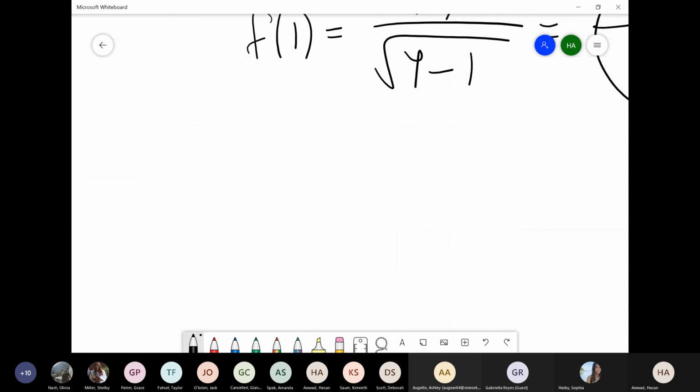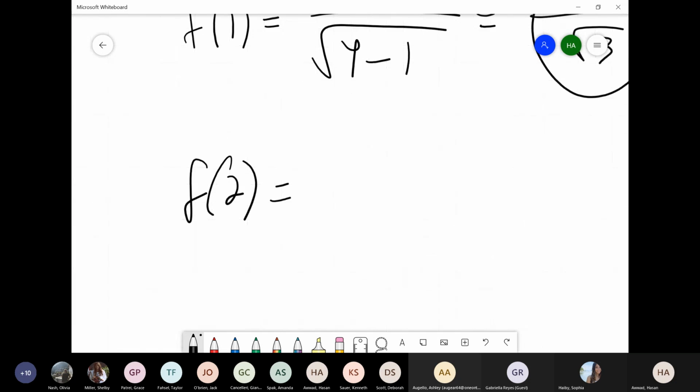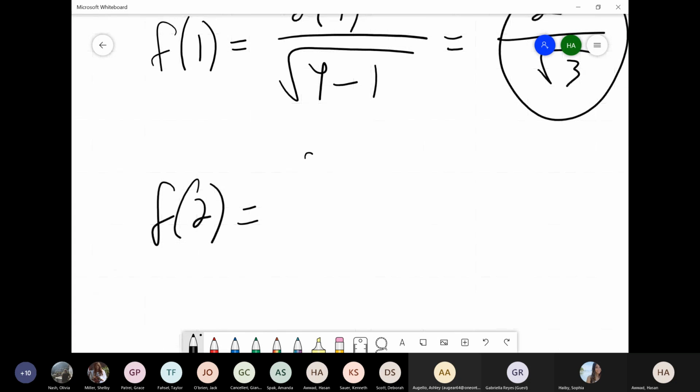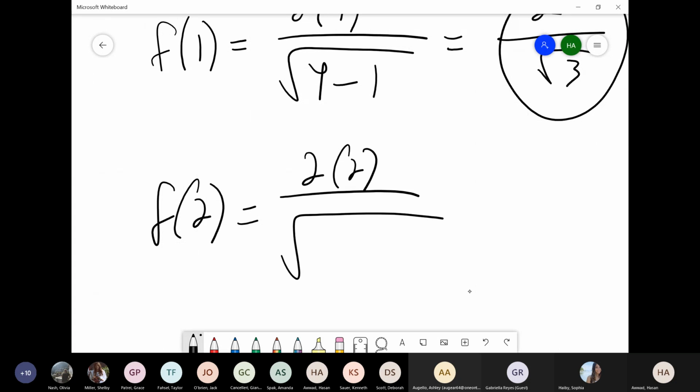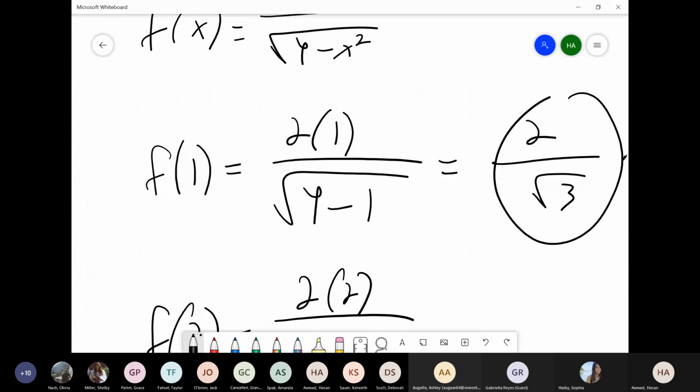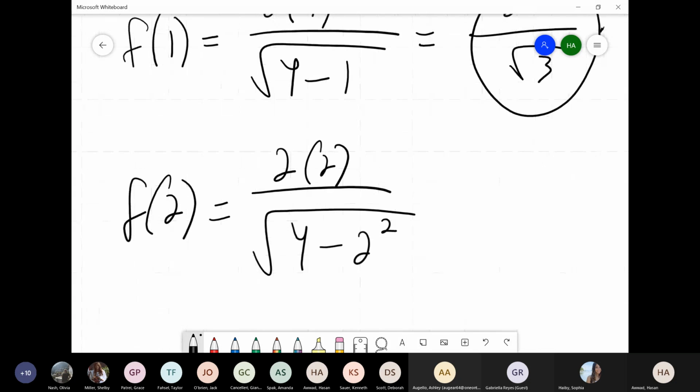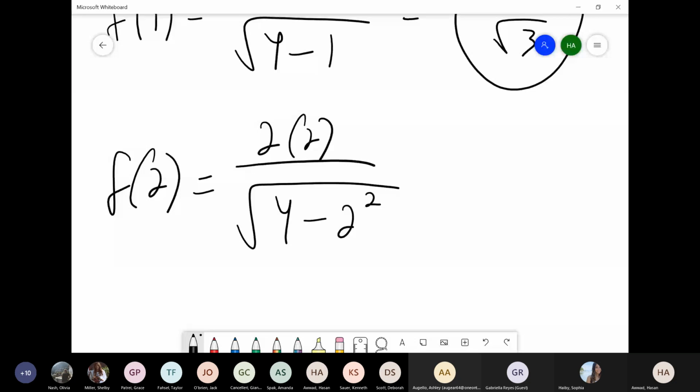Now we have to do f of 2. So doing f of 2 over here, we are just doing the same thing, right? Rinse and repeat. So that means we have 2 times 2, and we have the square root of 4 minus 2 squared, right? Remember, don't drop the square. The only reason that I have been dropping the square is because we know that 0 squared is 0, and 1 squared is 1. But now we see that we have a number that isn't 0 or 1, so I'm going to write that square. So let's go ahead and simplify this down.